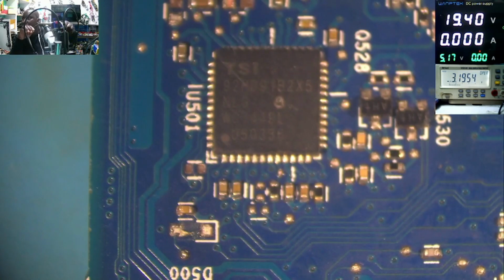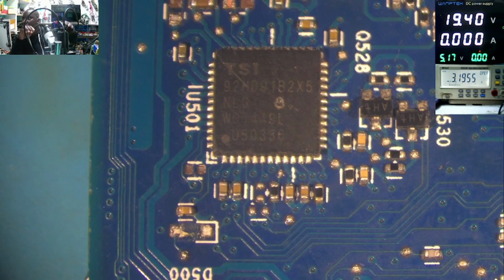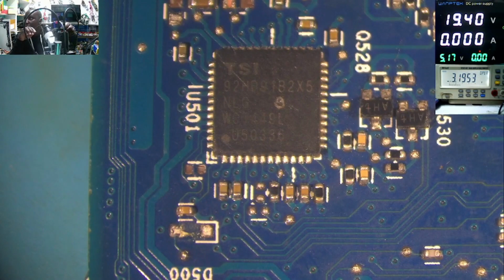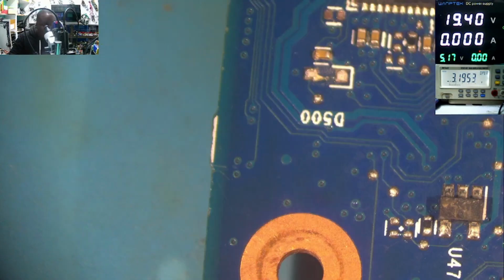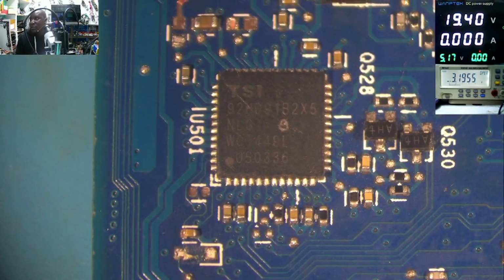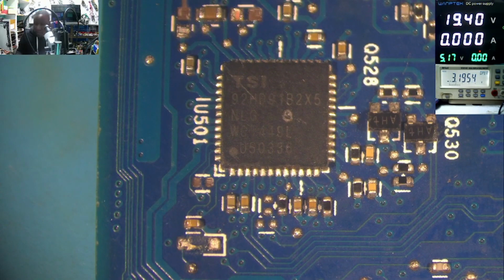It's TSI 92HD. Let's check online what kind of chip this is, because I'm not sure about the sound IC of this model, but you can have a look.